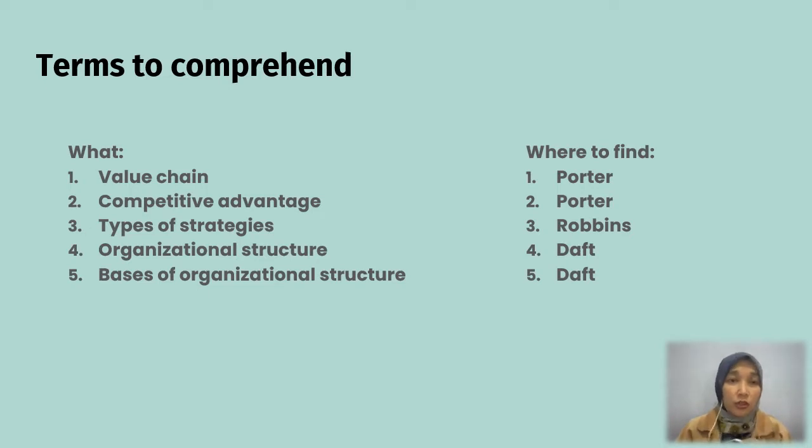Here are some terms that you need to comprehend. First, regarding value chain, competitive advantage, types of strategies, organizational structures, and basis of organizational structures. You can find those in Porter, Robbins, and Daft. You can see the very detailed explanations of each term in the specific references.